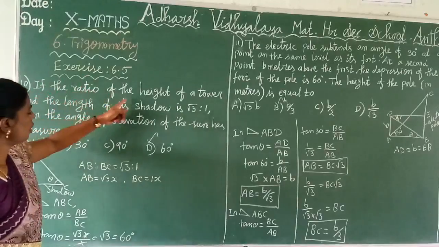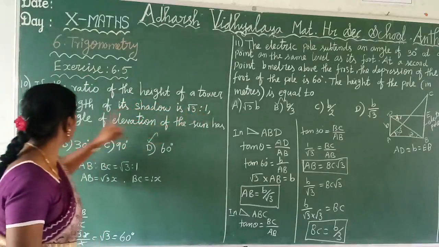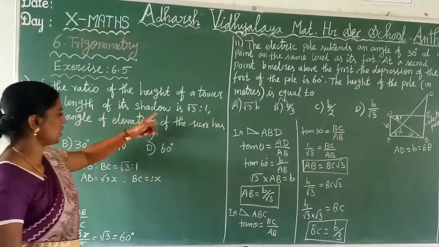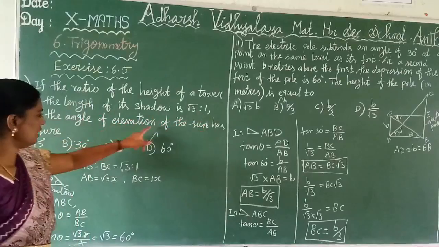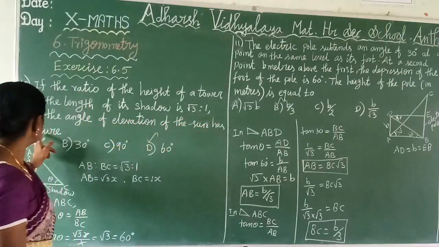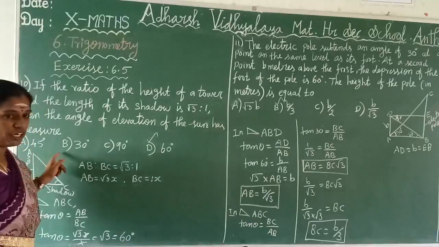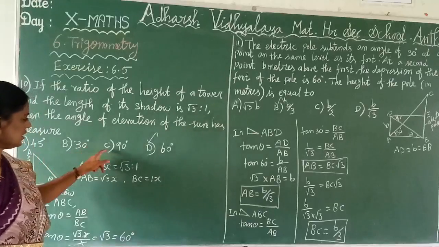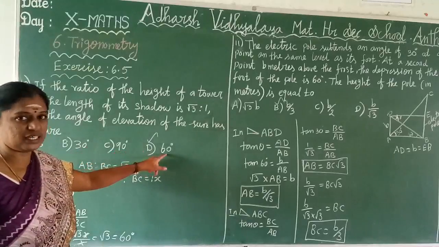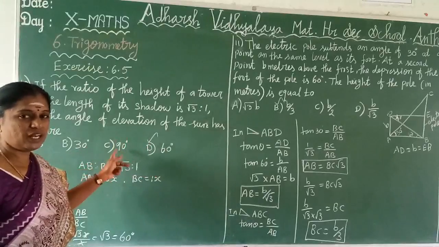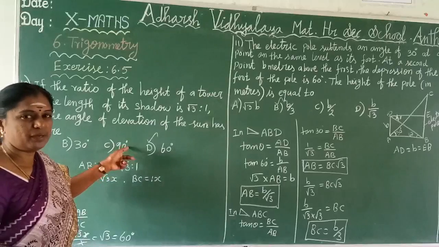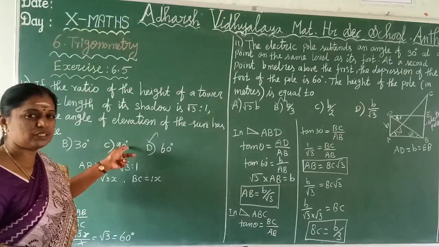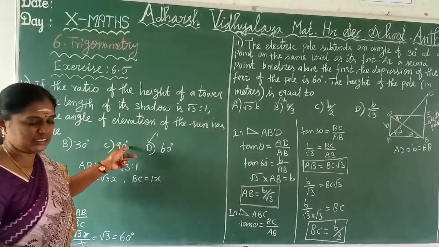If the ratio of the height of a tower and the length of its shadow is √3:1, then the angle of elevation of the sun is measured as: A option 45 degree, B option 30 degree, C option 90 degree, D option 60 degree. This is the model of angle of elevation, the angle of depression method. We already completed the exercise problems, so if we apply the same method, we get the answer.